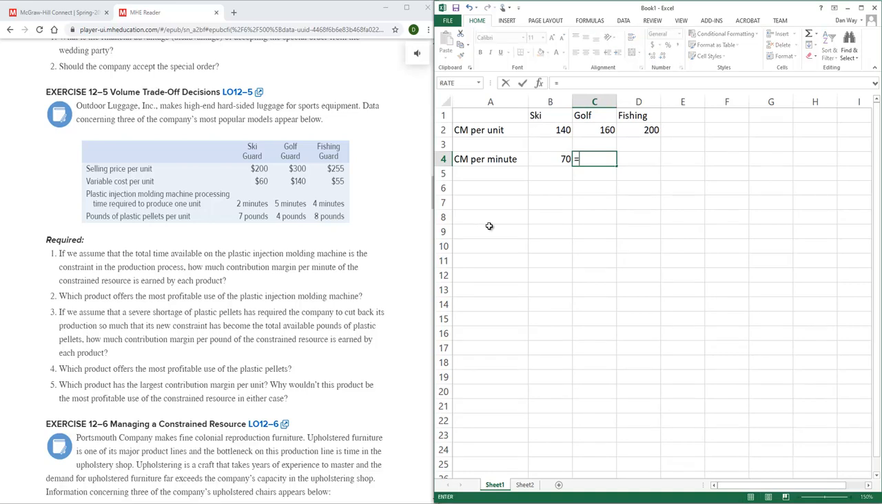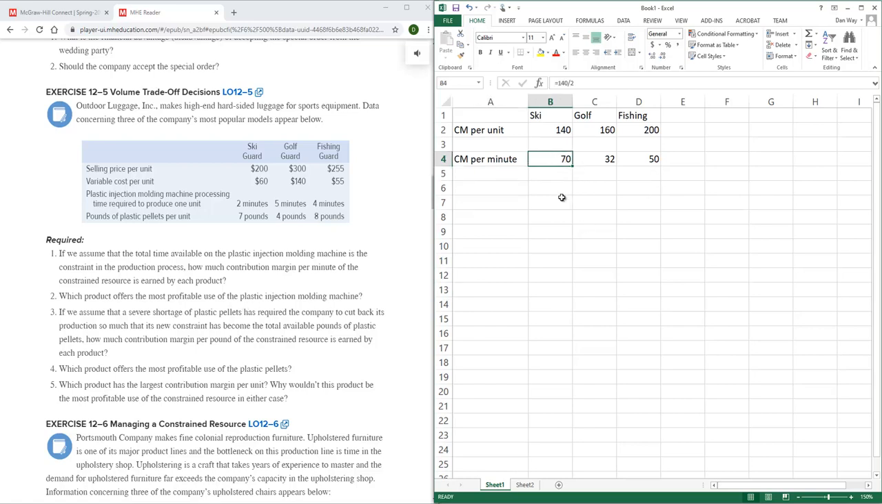The golf guard had a CM per unit of 160, so we'll divide that by the 5 minutes that each unit takes to process on the injection molding machine, and that generates CM of $32 per minute. And then the fishing guard, CM of $200 per guard divided by 4 minutes, and that's CM of $50 per minute. So part 2 said which product offers the most profitable use of that machine.